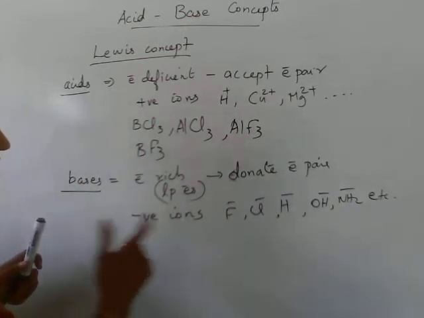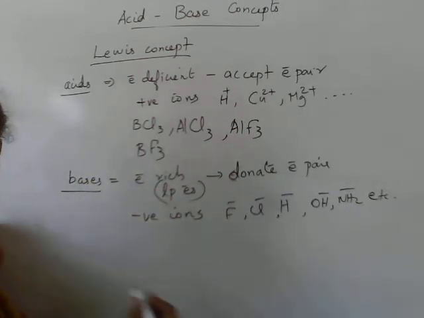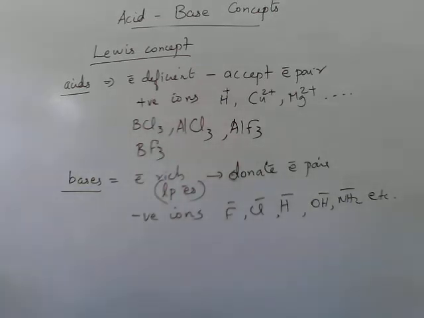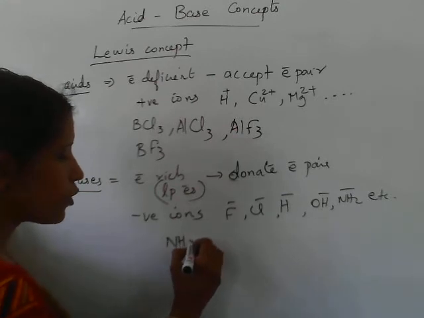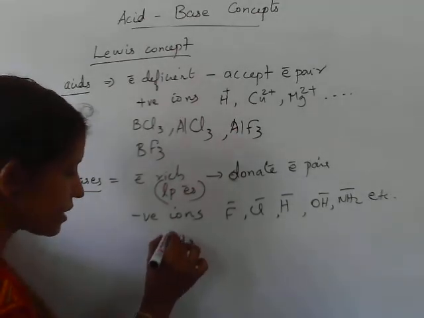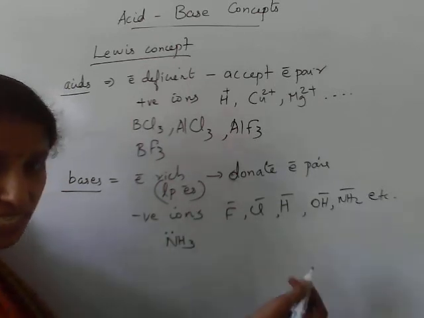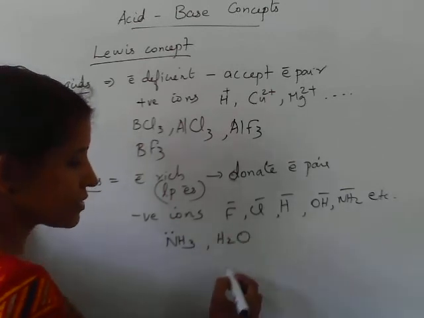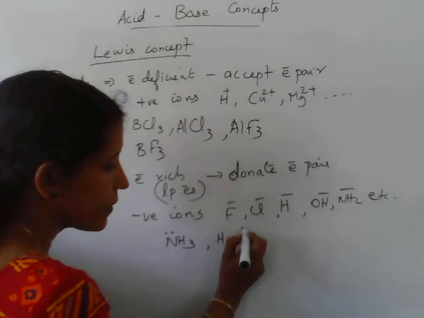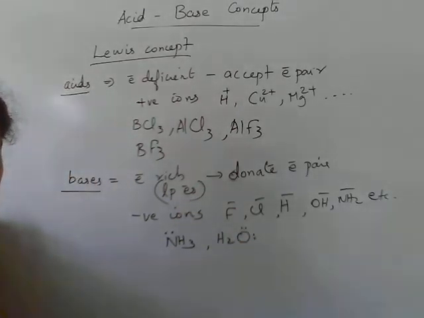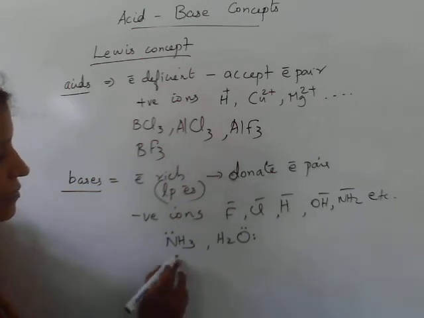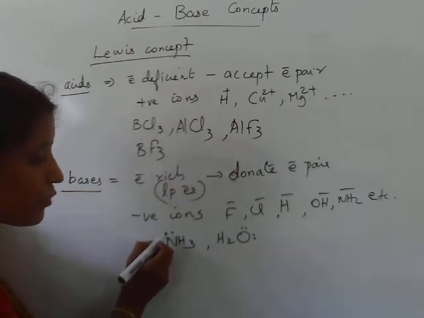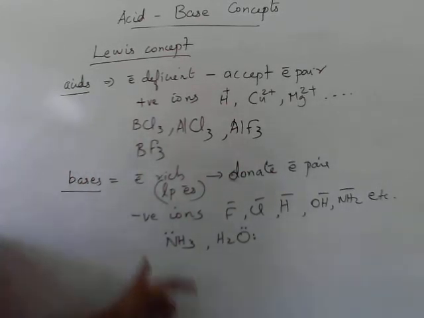And not only negative ions, there are molecules which are electron rich. Neutral molecules also, there are electron rich molecules. Example, ammonia. Ammonia is electron rich because nitrogen of the ammonia contains a lone pair electron. This lone pair electron can be donated. Hence, it is an electron pair donor. Ammonia is a Lewis base. Water molecule is a Lewis base because this is also electron rich. Oxygen carries two lone pair electrons. There are neutral molecules which are electron rich due to the presence of one or more lone pair electrons, are also Lewis bases.